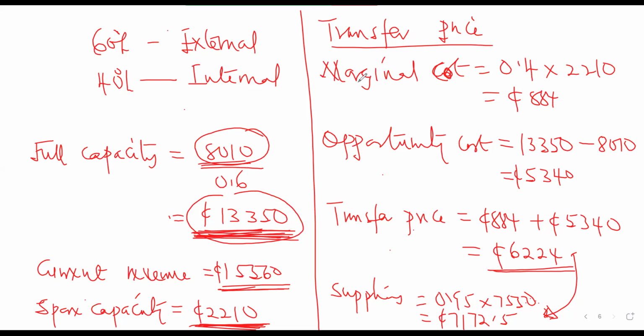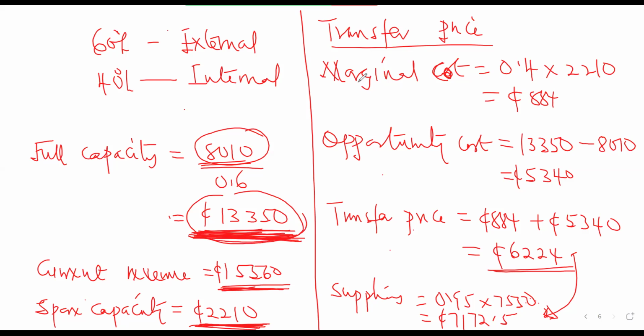Oh, okay. So the transfer price, the 6,224, means that if the company sells to the outsiders, they are going to generate 6,224? No. If we want to supply things to you right now, our customers are ready to take whatever we are producing. You can see that if we want to meet the external demand, we are only meeting 60%. If we want to meet 100%, we are going to be generating a revenue of 13,350. But our current revenue right now is 15,560, which is for both external and internal. Okay, sir.